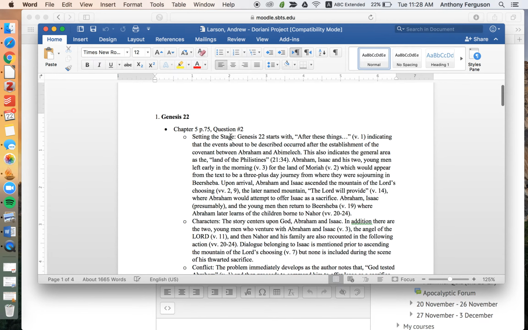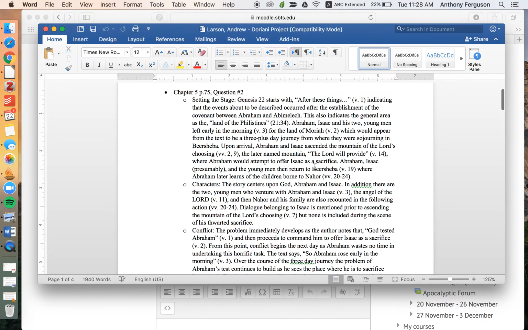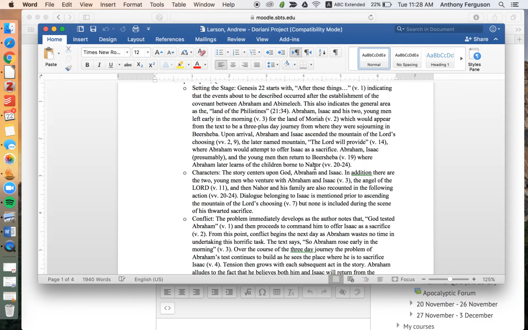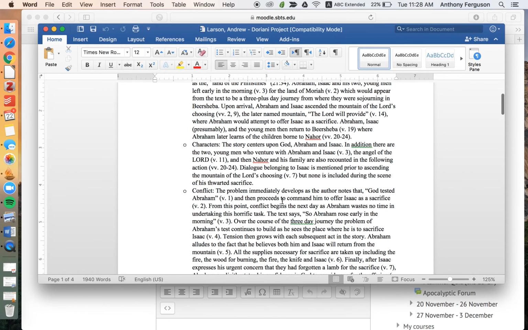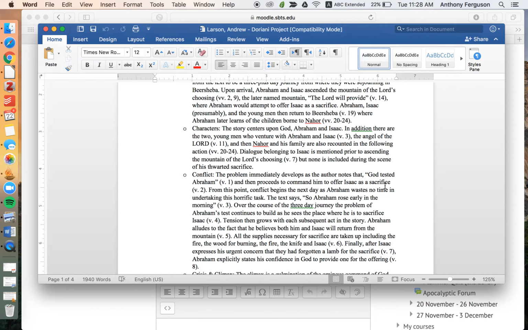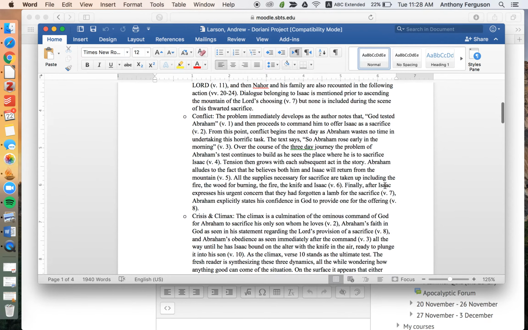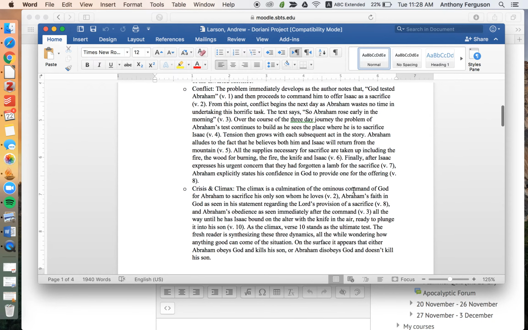Okay, so setting the stage. After these things, it's good. Yes, that's good. Characters, the second thing. So we're looking again, this is found on page 70. So characters. Okay. He discusses the characters, the Lord, and so on. Conflict. Yes, God tested Abraham. That's good. Crisis and climax. The climax is the accumulation of ominous command.